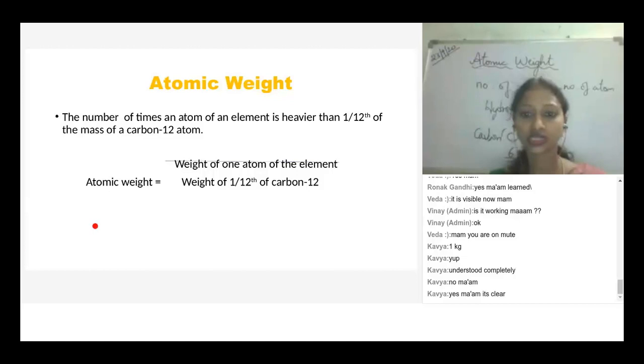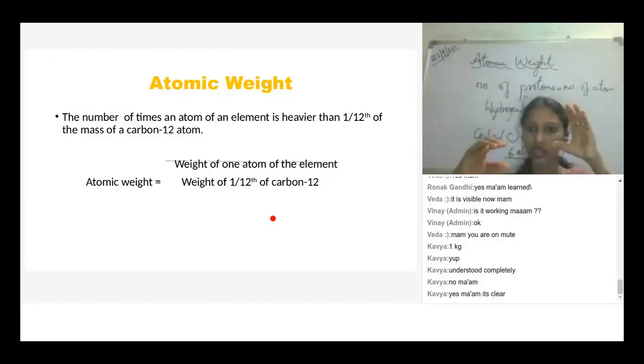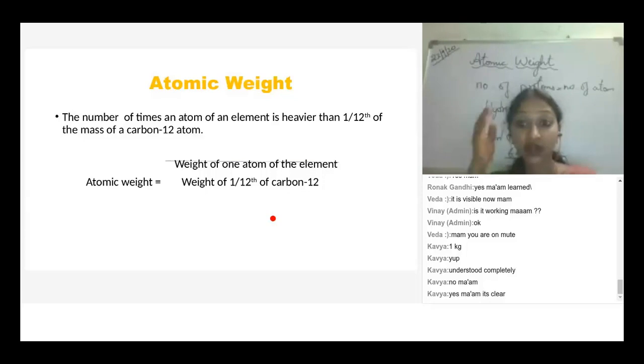So this is the general formula to calculate atomic weight: the weight of one atom of an element divided by the weight of 1/12 part of carbon. Like in the video, if they take a smaller element, they weigh it against one part of the 12 parts of carbon. So the atomic weight of an unknown element is compared with 1/12 of carbon, that is, one part among the 12 parts of carbon.